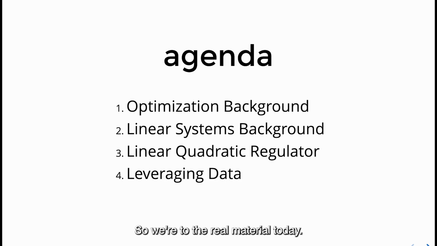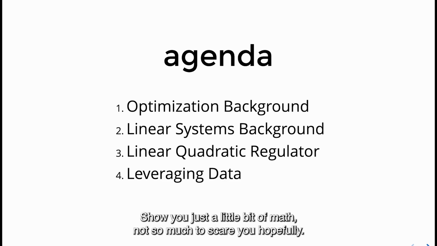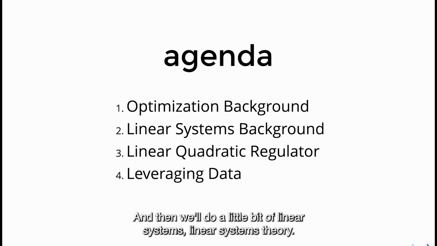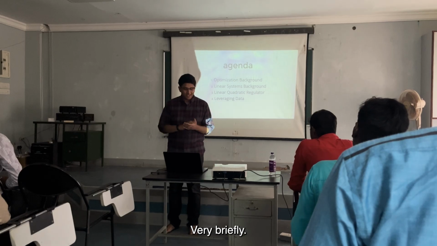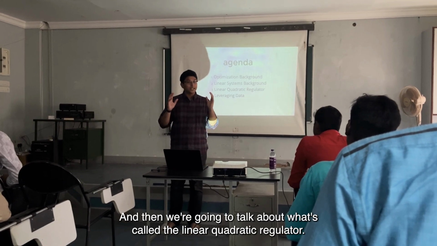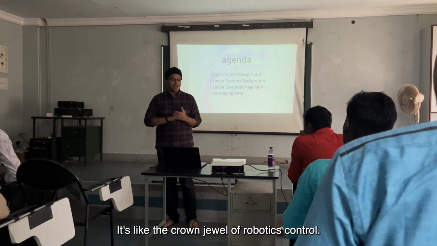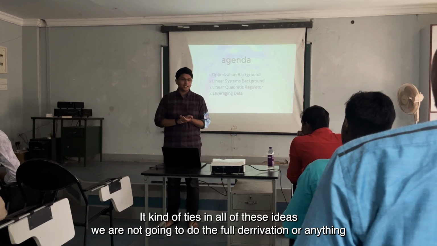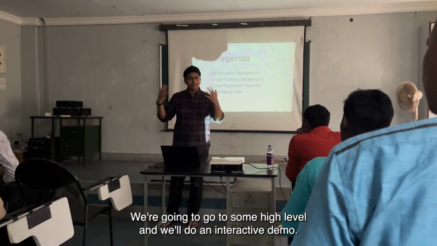Okay, so we're at the real material today. I'm going to start with a little bit of optimization background, show you just a little bit of math, not too much to scare you, hopefully, and then we'll do a little bit of linear systems theory, very briefly, and then we're going to talk about what's called the linear quadratic regulator. It's the crown jewel of robotics control. It ties in a lot of these ideas. We're not going to do the full derivation. We're going to go just high level, and then we'll do an interactive demo.